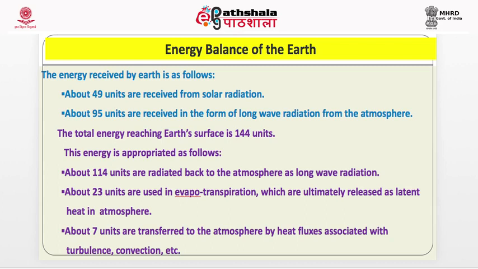About 23 units are used in evapotranspiration, the evaporation of the water, which are ultimately released as latent heat in the atmosphere. About 7 units are transferred to the atmosphere by heat fluxes associated with turbulence, convection, etc. When the air strikes the Earth's surface, it gets heated up and takes the energy and goes up. So, that is about 7 units.